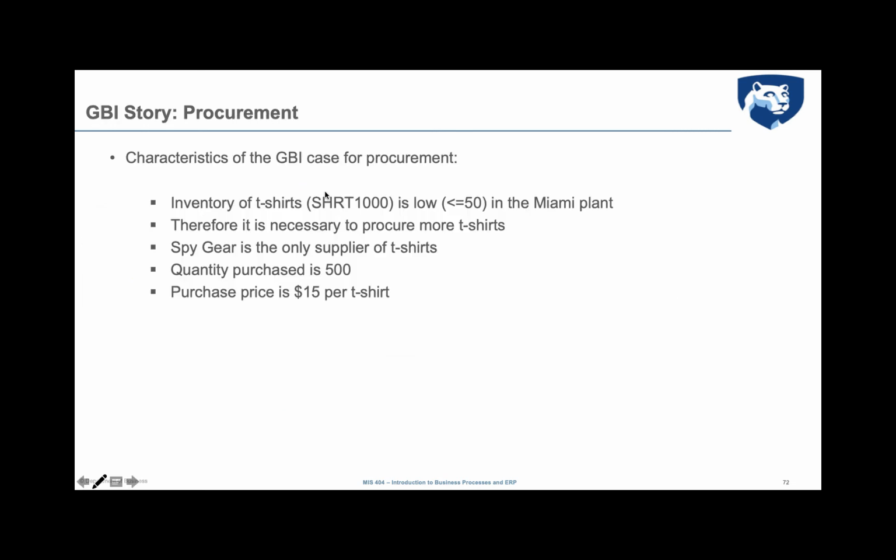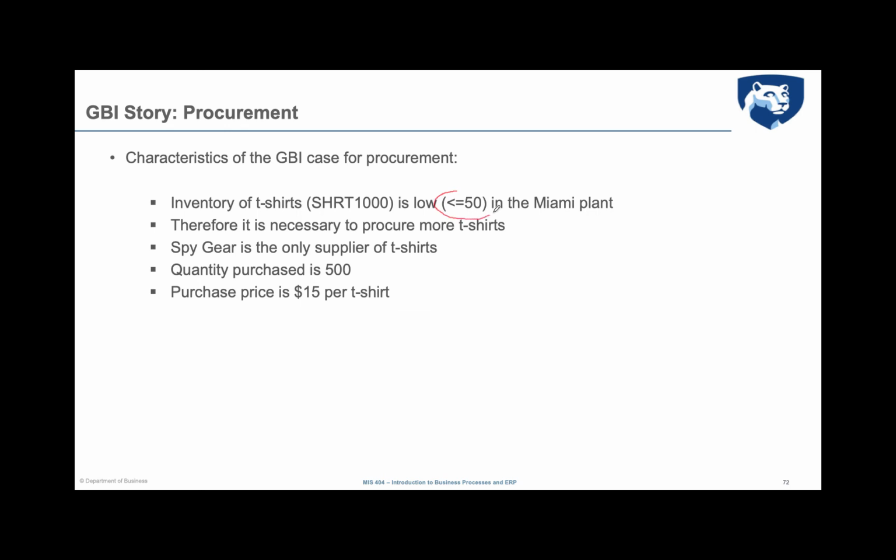So let's see how to create a purchase requisition. We will use some screenshots taken from SAP using a particular case. That's our scenario: GBI, this is our case as usual. We need to buy some accessories, so a shirt, SHRT 1000. We need to buy 5,000 t-shirts. Just to give you a refresher of what you probably covered in supply chain management.